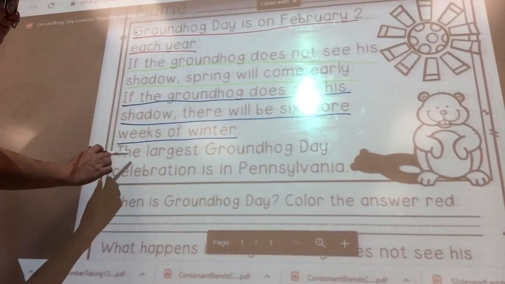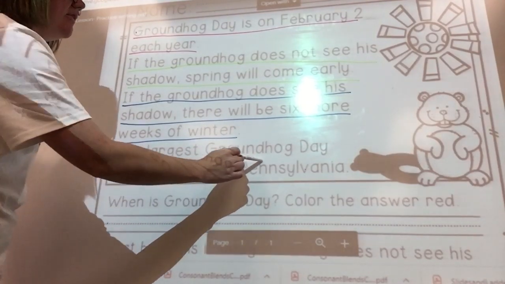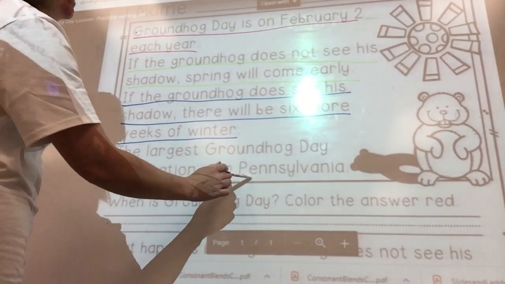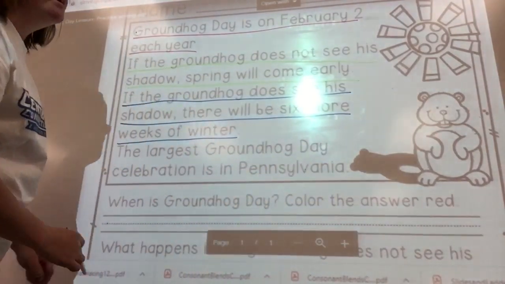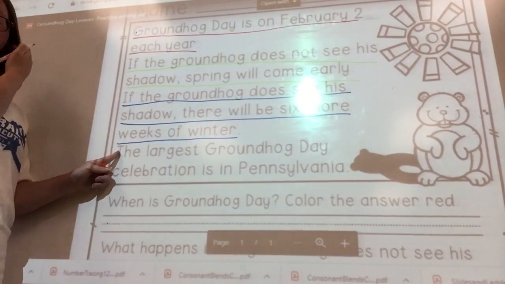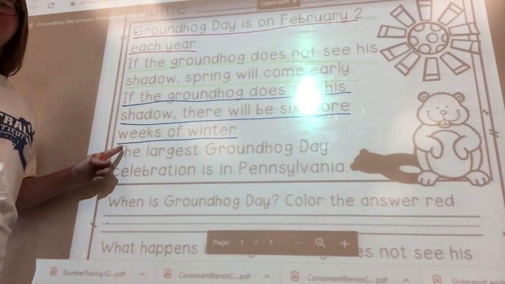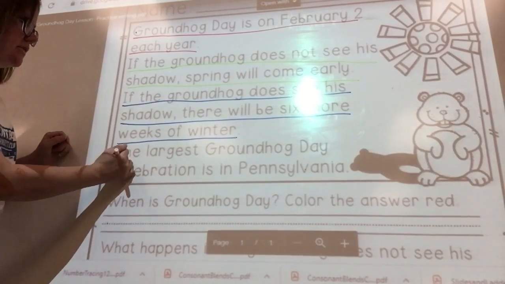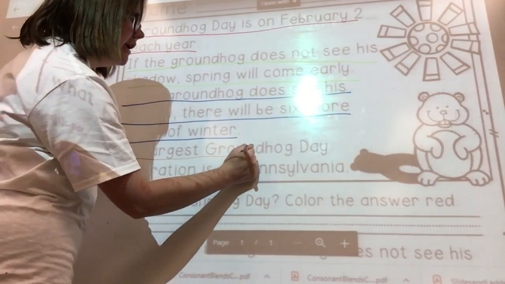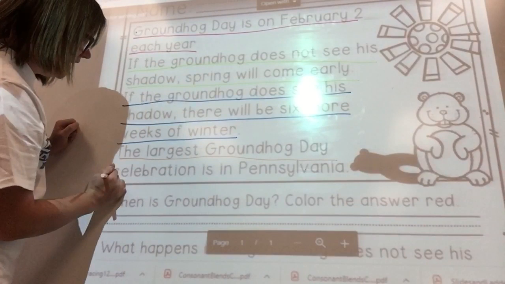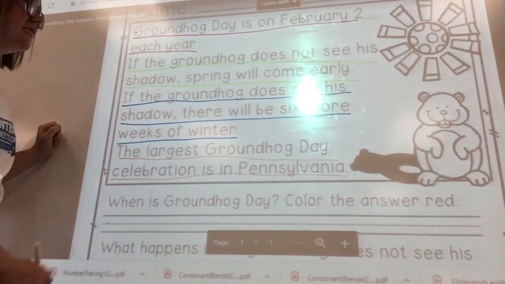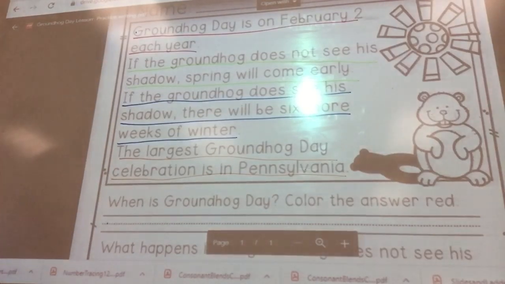Let's find out. The largest Groundhog Day celebration is in Pennsylvania. Does that sentence answer a question? Where is the largest Groundhog Day celebration? You're right, it does. So I'm going to take my orange marker and I'm going to underline that last sentence right here. And now we have all of our text evidence.